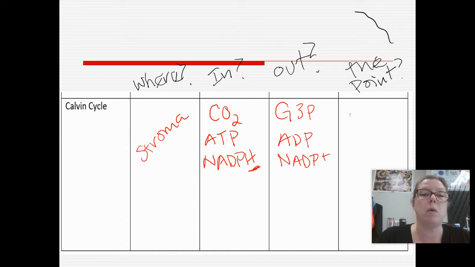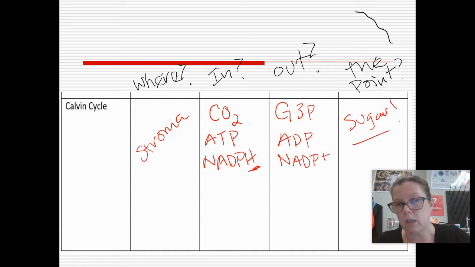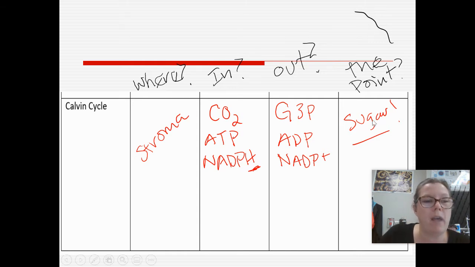And the point is we made sugar, which is why we do photosynthesis, right? We made the sugar. Yay. Okay, we did what we set out to do. We've made sugar here. So that's what's happening in those steps in the Calvin cycle.